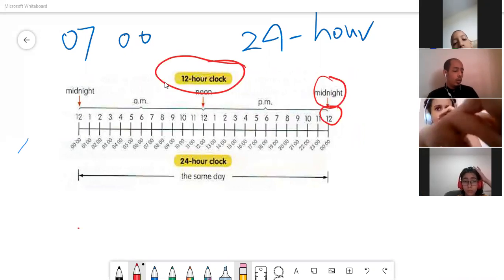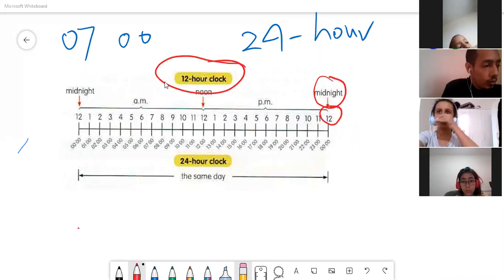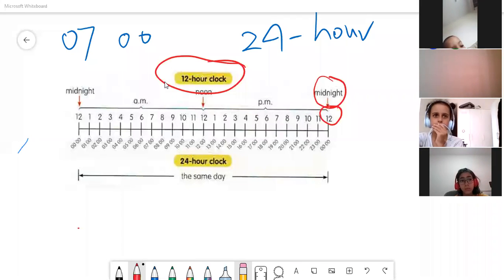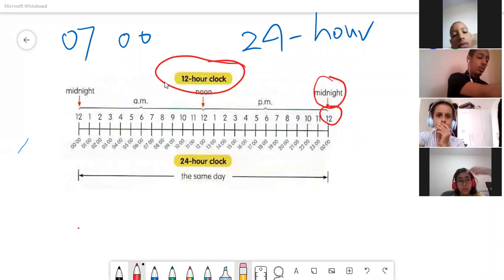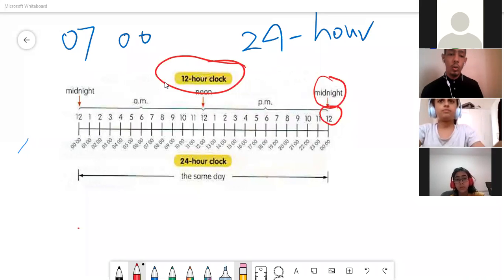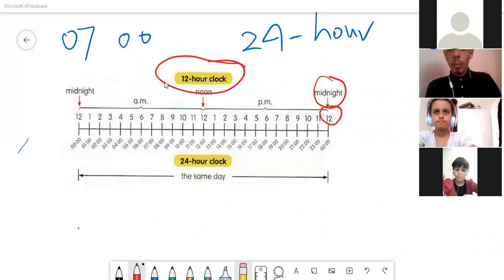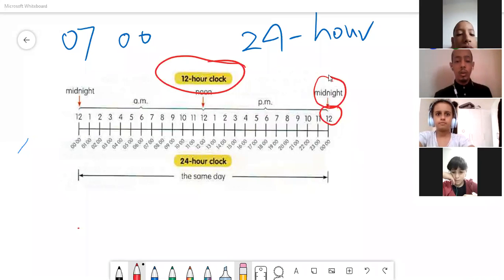The number line, we are going to use it a lot when we say the intervals, in the next lesson. But now, if you want to convert easily, you can refer to the timeline. But if you don't want to, if you can comprehend it in your mind, there is no need for that.